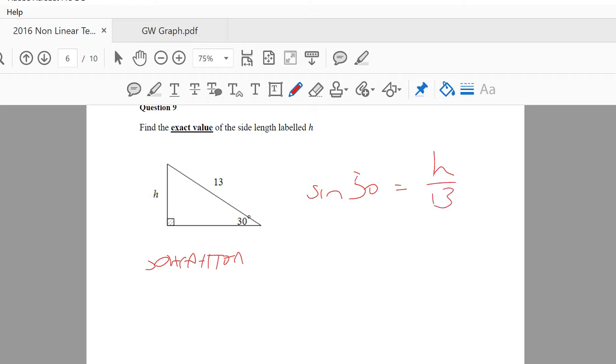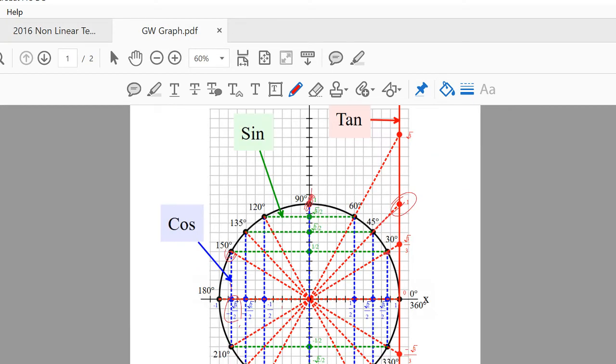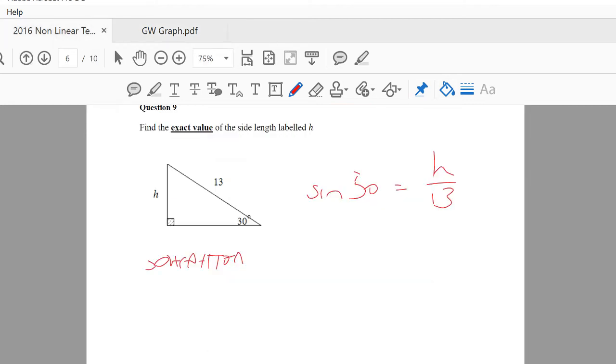But we know what sine of 30 exactly is. If we go back to the circle, where is sine of 30? 30 degrees is right there. Sine of 30 is exactly 1/2. So if we go back, we know that that's exactly 1/2 equals H on 13.